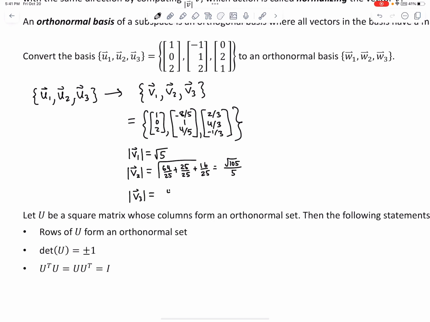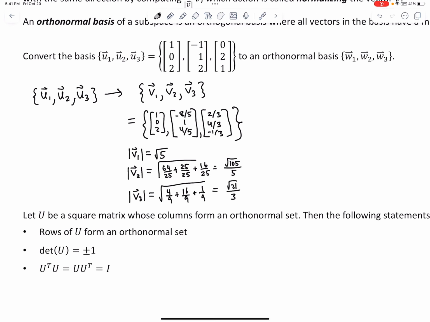And then finally, the magnitude of that third vector in our orthogonal basis. Squaring 2/3 is 4/9. Squaring 4/3 is 16/9. And squaring -1/3 is 1/9. Take the square root of all that, and we wind up getting the square root of 21 over the square root of 9, which is just 3. So these are the current magnitudes of the vectors in my orthogonal basis.